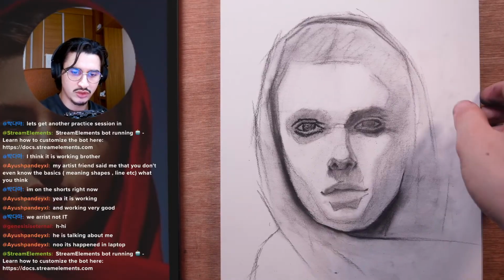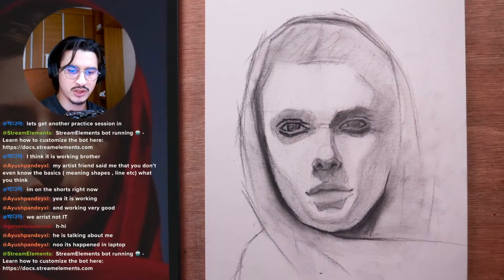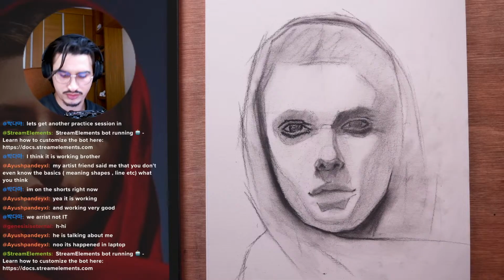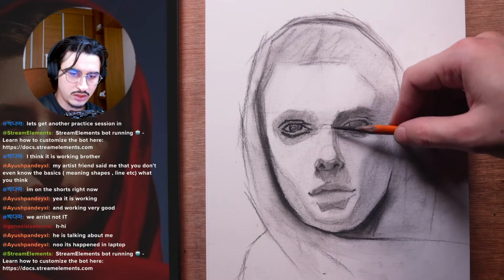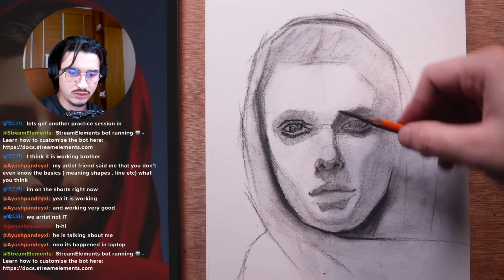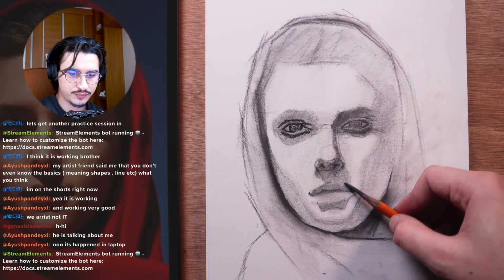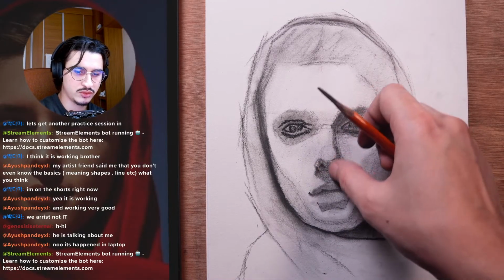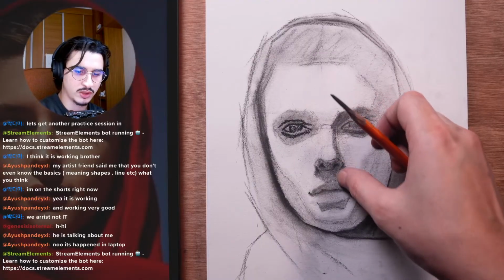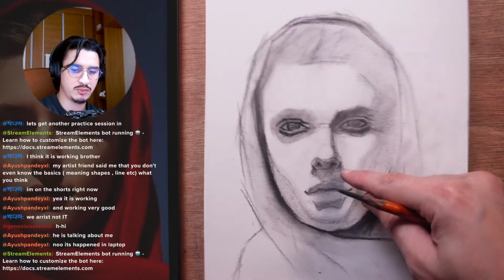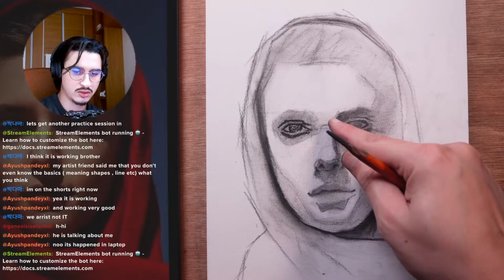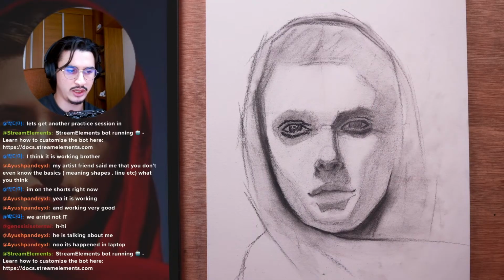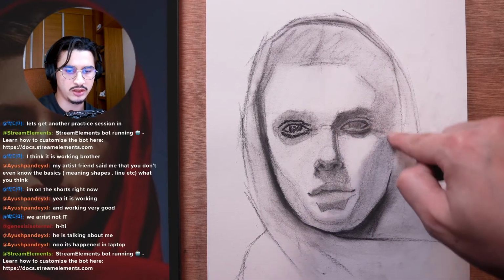Well, I'm trying to only do two values, but sometimes I just put too much dark in the eyes and I lose all the structure. I don't want to use too many values because I'm trying to only study the separation. And I think I messed that up in this eye.